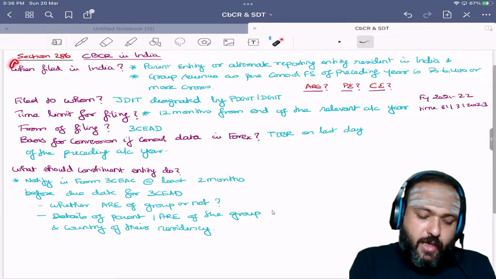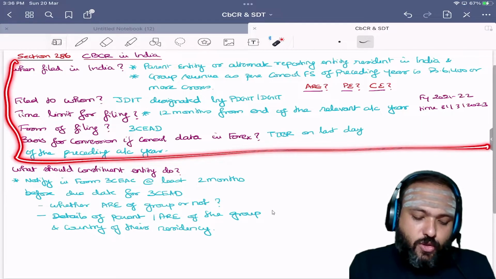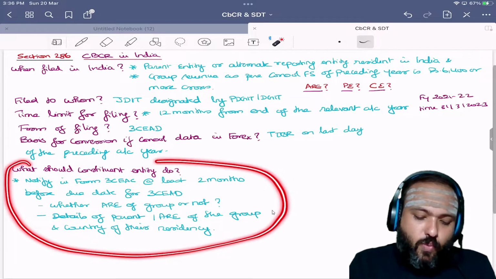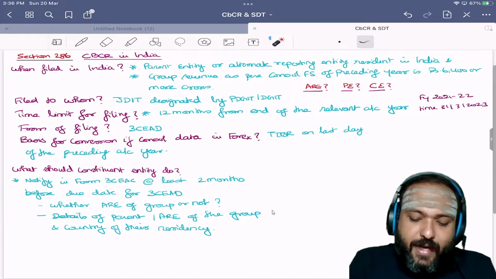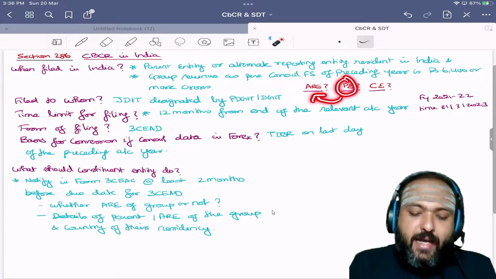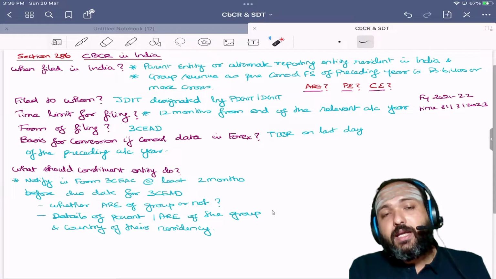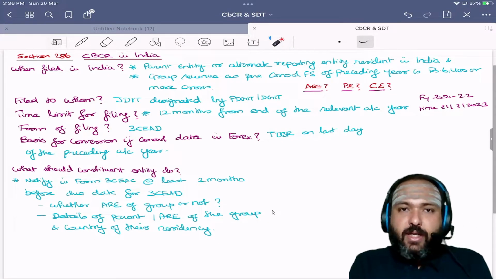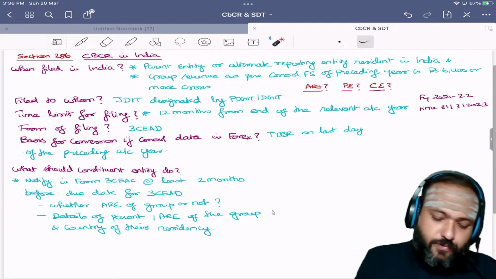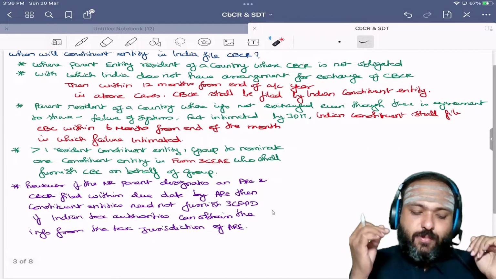So this portion is talking about what the parent needs to do. This portion talks about what the constituent entity needs to do. Is it clear? And wherever I talk about parent, if the parent has referred to an alternate reporting entity, the obvious responsibility will be shifted to the alternate reporting entity. Is it clear? Now, let us go on to the next provision.